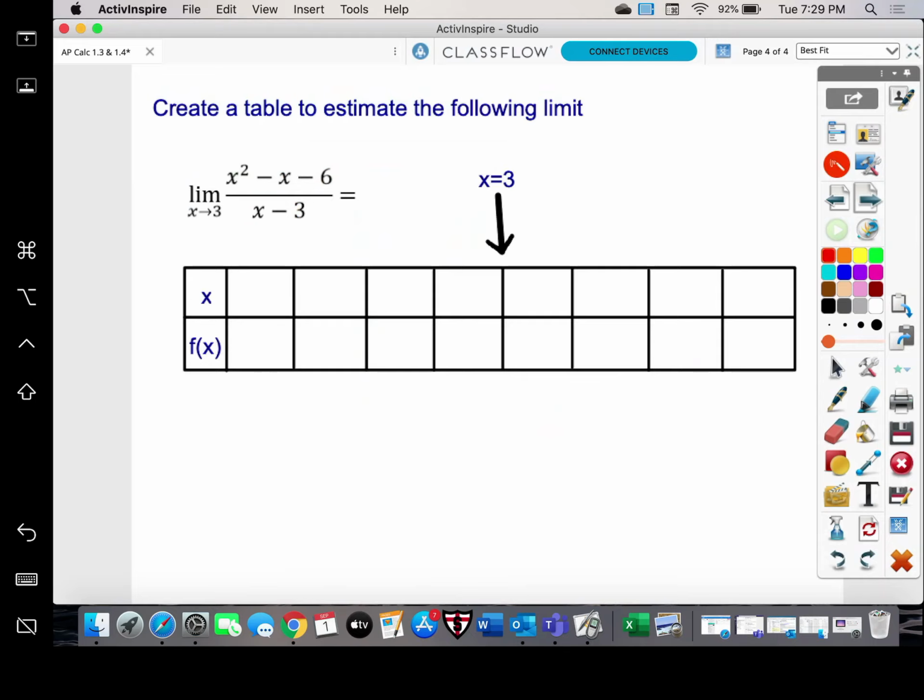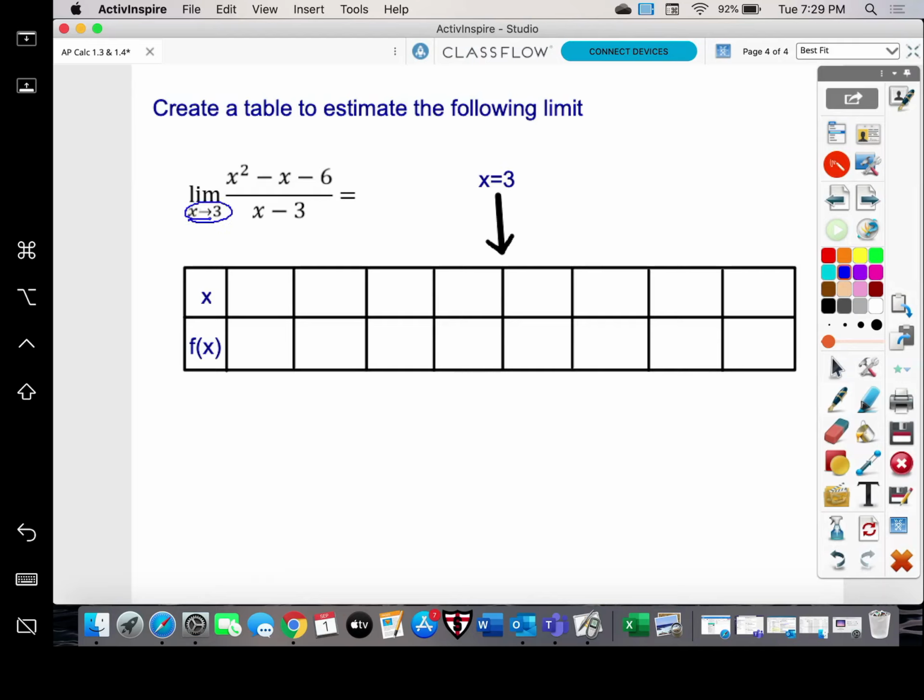The next part is not difficult, but creating tables is very tedious. We only usually do those as a last resort if we can't find any other way of solving the limit. Okay, so we will talk about how we can set the table up. You can find f of x values using your calculator, and you will see what the limit does there.